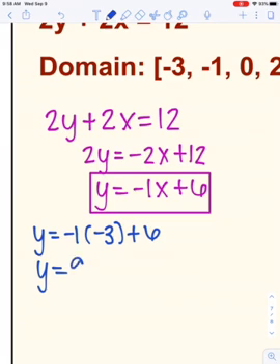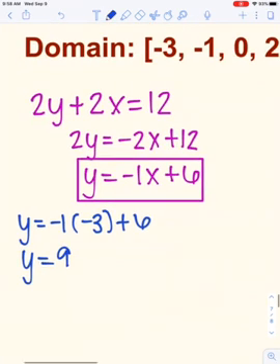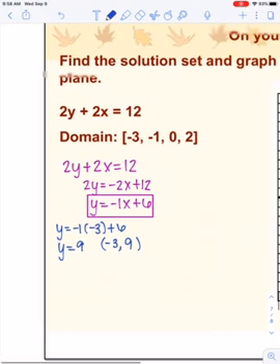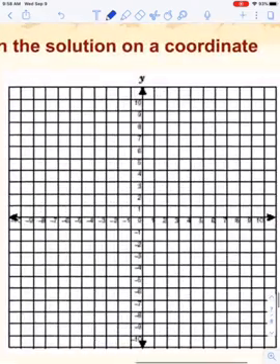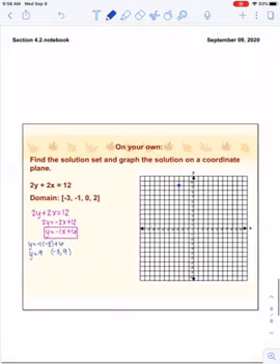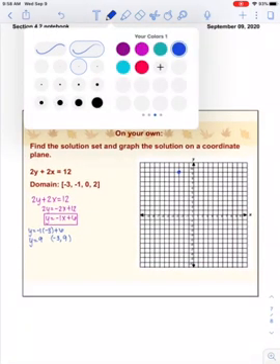-1 times -3 is 3. 3 plus 6 is 9. So my x that I plugged in was -3, and the y I got was 9. So that's my answer, or my ordered pair, -3, 9. Then I can come over here and plot -3 to the left, 9 up, plot the point, and move on.